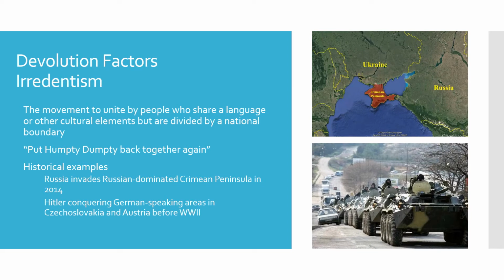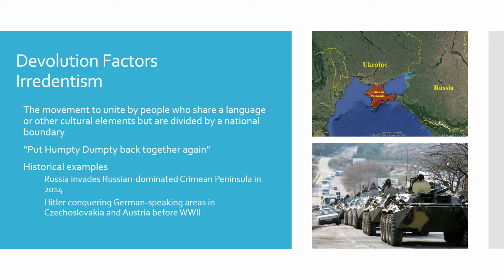Hey, we got one more thing. Irredentism is a political process that refers to the movement to unite by people who share a language or other cultural elements but are divided by a national boundary. Okay, so think of it this way.